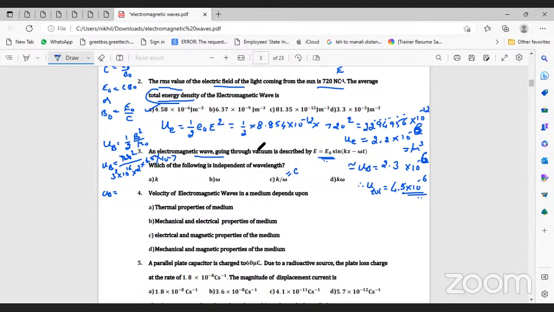So it is independent of wavelength, c, because k is given by the formula 2 pi by lambda. Omega is given by the formula 2 pi f. But f depends on wavelength. You know that frequency and wavelength are inversely proportional. K and omega also depend on frequency and wavelength. So the only quantity independent of wavelength is k by omega, because k by omega represents c, where c represents the speed of light.